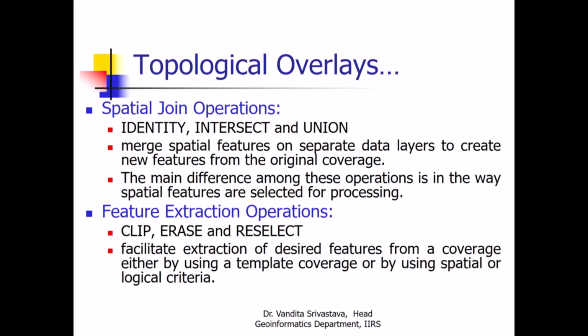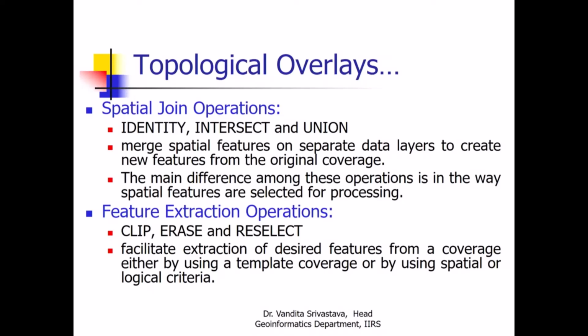Or maybe a better use will be, you have the road map and you have an administrative boundary map, let us say. So each ward is represented in the other identity layer. So you want to get the identity of each ward on each road. So you perform an identity operation.